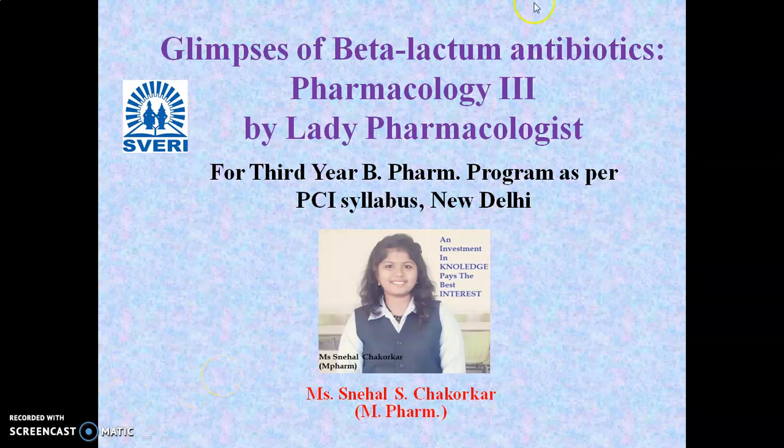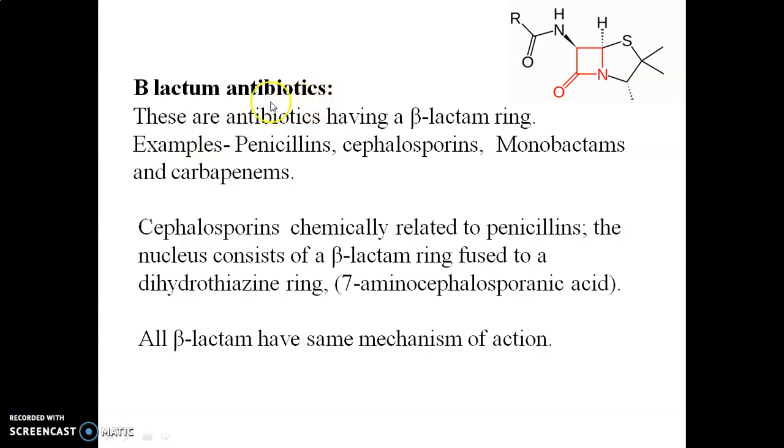Today we are giving special focus to our next topic, that is the beta-lactam antibiotics. What are beta-lactam antibiotics? These are antibiotics having a beta-lactam ring as a basic moiety in their structure. This is the actual structure of the beta-lactam ring. Examples of these antibiotics are the penicillins, cephalosporins, monobactams and carbapenems.